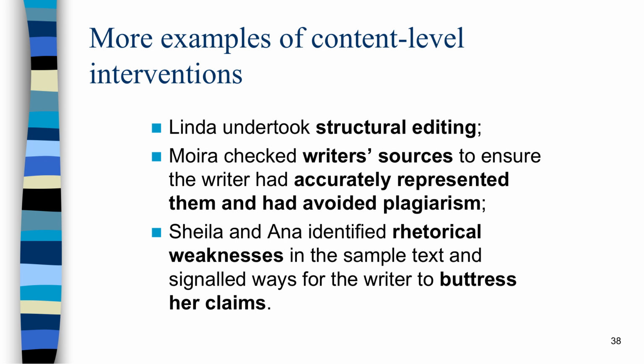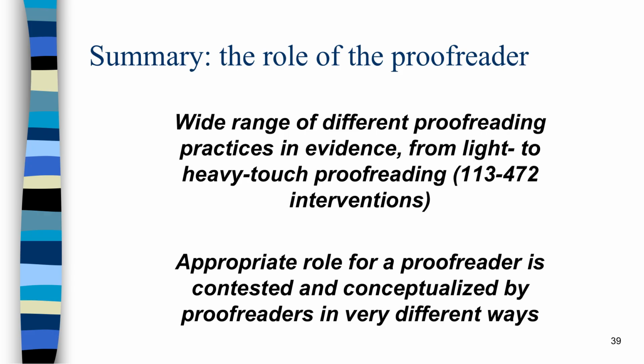Sheila and Anna were other examples of proofreaders who tried to enhance the writer's arguments as well. So where the writer had made an argument they thought was quite weak, they would write a comment saying, this isn't a very good argument, you could make it better, and sometimes suggesting how the writer could make it better. In a nutshell then, I hope I've demonstrated there was a real variation in proofreading practices, and the study demonstrates that conceptualizations of what a proofreader is, what a proofreader should do, vary a lot.